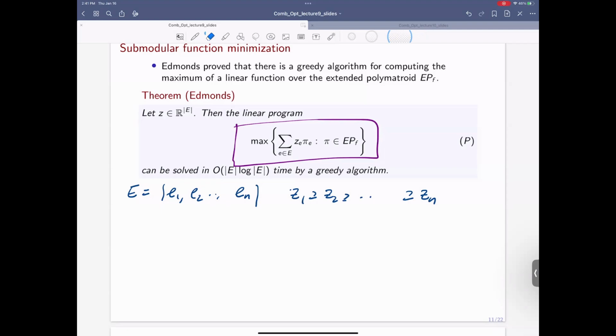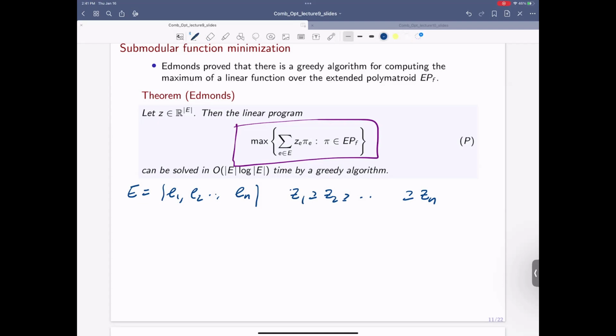But for simplicity, let's do this. In fact, once you have ordered the components this way, your algorithm is pretty much done. This is the main bottleneck. That's why we need E log E time. That's coming from ordering the coordinates. Okay, and I'm going to explain how you find an optimal solution.